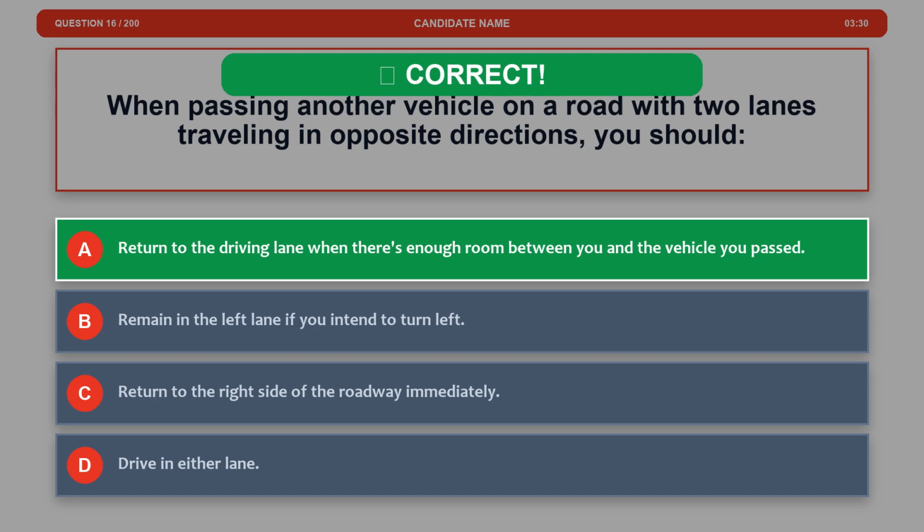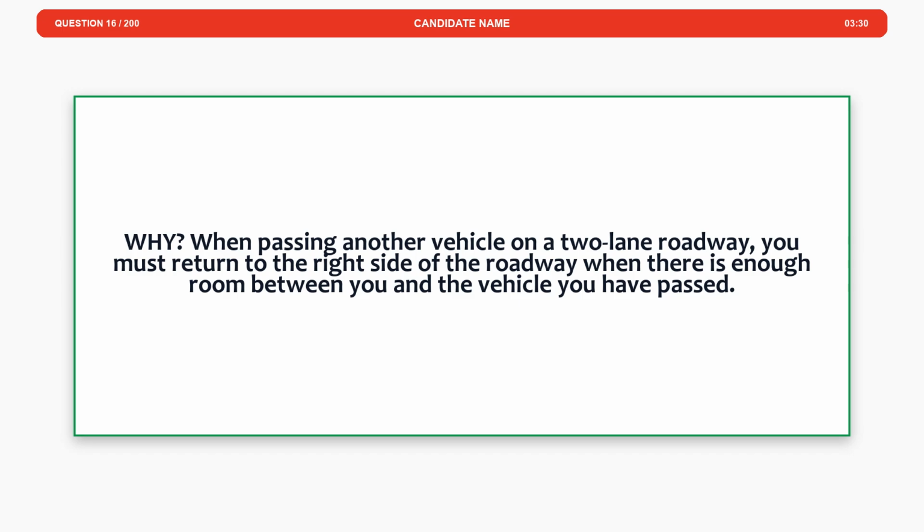The correct answer is option A. Return to the driving lane when there's enough room between you and the vehicle you passed. Explanation. When passing another vehicle on a two-lane roadway, you must return to the right side of the roadway when there is enough room between you and the vehicle you have passed.